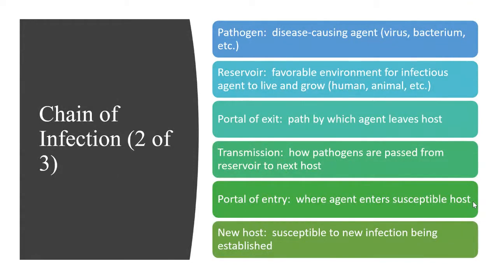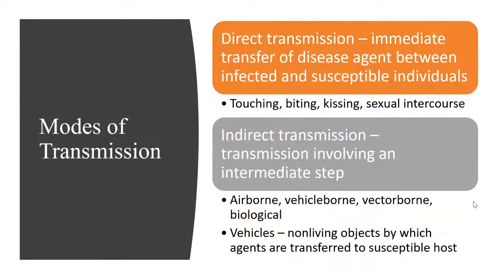So again, here is the model of the chain of infection. You can read through this on your own. But again, this is how communicable diseases are spread from person to person or from animal to animal, if we're talking from animal perspective. There are two modes of transmission. There's direct transmission, which is the immediate transfer of a disease agent between infected and susceptible individuals. So this is where we're generally sharing fluids with other people, right? So we're touching, biting, I don't know where that came from, but kissing, sexual intercourse, right? There is a direct exchange of fluids, and that is direct transmission.